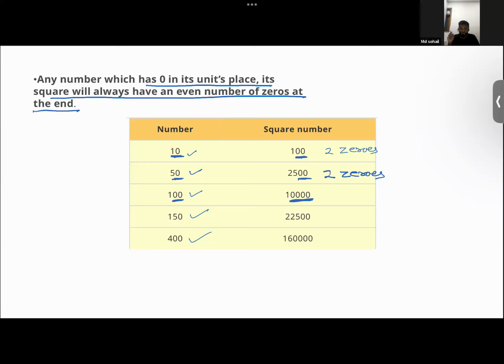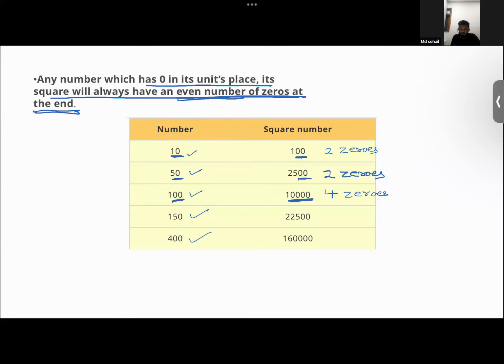No. Listen to the question carefully. The property says that any number which has 0 in its unit place, its square will always have an even number of zeros at the end. Even numbers: 2, 4, 6, 8, 10, 12, and so on. This number ends with 0, so its square will always have 0 in its unit place. And the property says the number of zeros in its square will be even. Right, Ahmed? So how many zeros are there? There are 4 zeros.